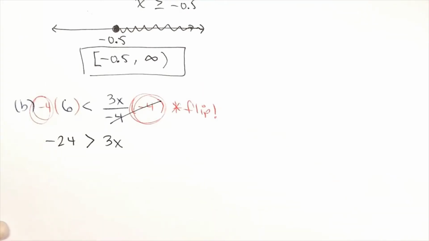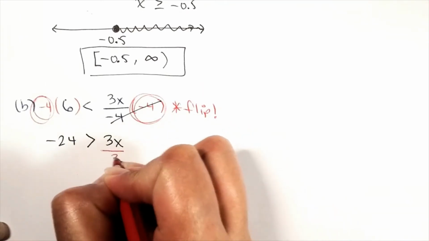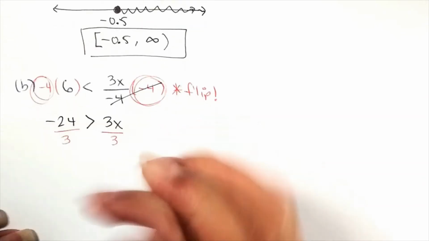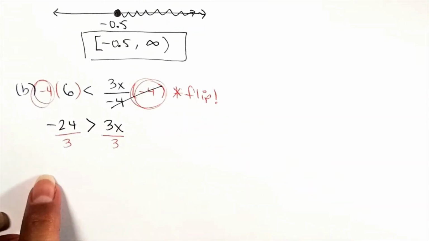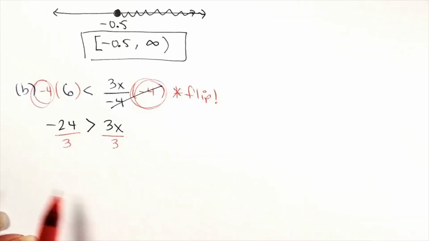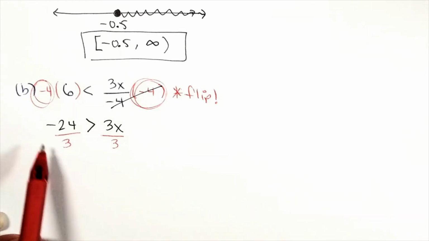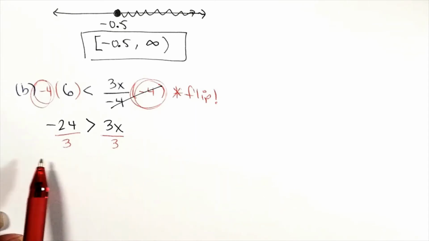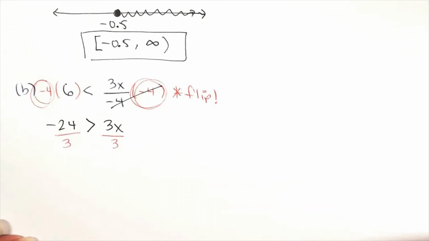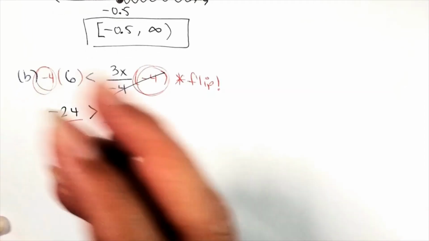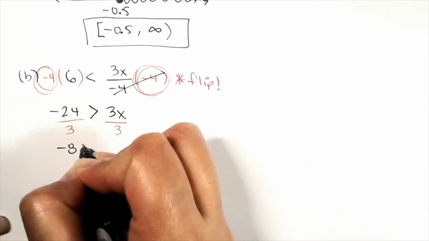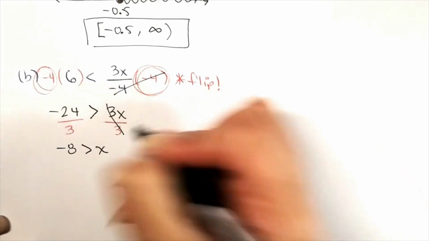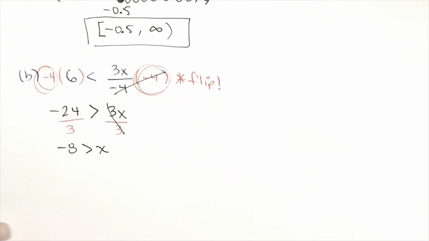Fantastic. Work your magic. To get rid of the times 3, let's divide both sides by 3. There is no flipping. Sometimes students get nervous and think, oh my goodness, we divided, there's a negative, let's flip again. But no, my friend, we didn't divide by a negative, so there's no flipping. So we have negative 8 is greater than x. The desired variable is isolated. You're good.